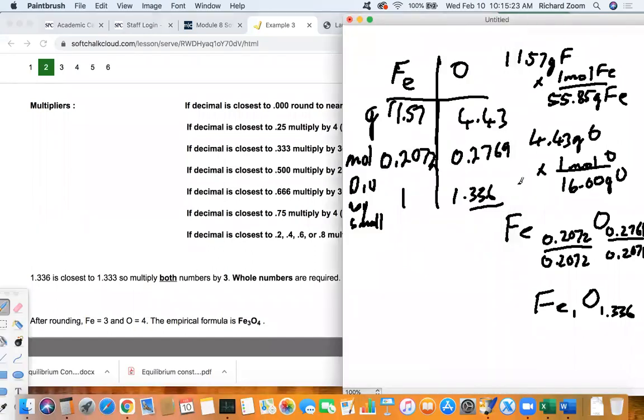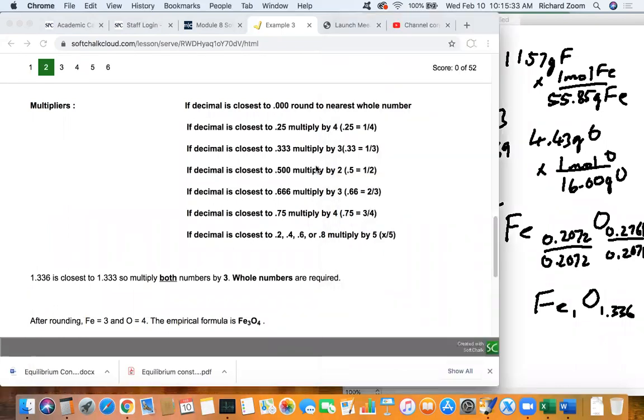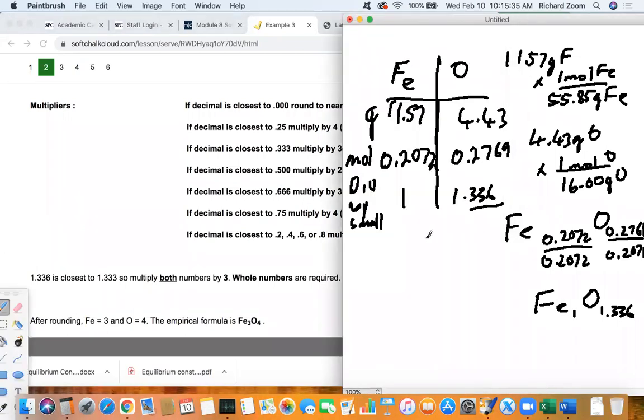But the point is that these numbers here have to be close to whole numbers. And at the present time, they're not. So since 0.33 is a third, we're going to multiply both of these by 3. What you do to one, you have to do to the other. So we'll multiply by 3, and that would be 3 and then 4. So now the answer comes out to be Fe3O4. Does anybody have any questions?